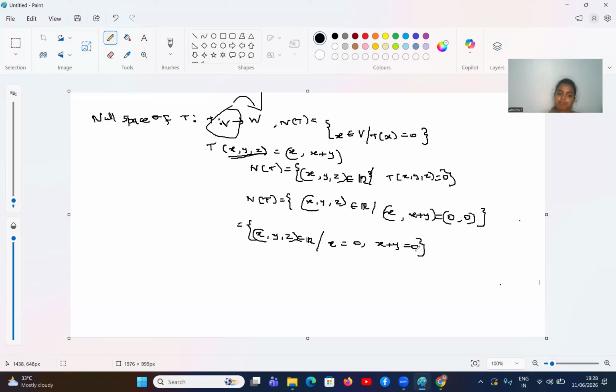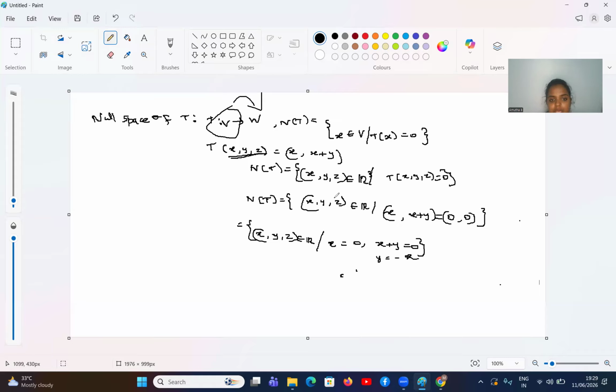See here, in this step, x equal to 0, we know that. And y equal to minus x. But we already know that x equal to 0, right? So, what type of solution will we get here?